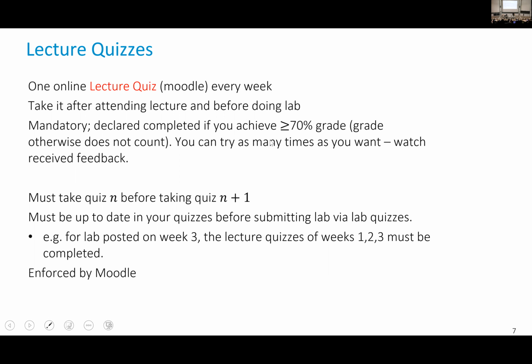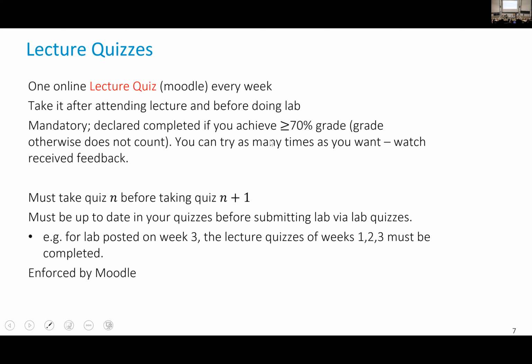Those quizzes are not graded in the sense that whatever grade you achieve for the quiz will not count towards the final grade, but they are mandatory. And mandatory means we declare that you've done a quiz if you passed with a grade of 70%. So if you don't, take it again and again until you reach the 70%.